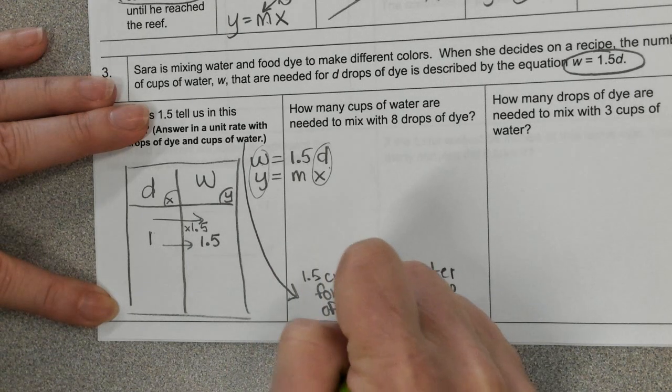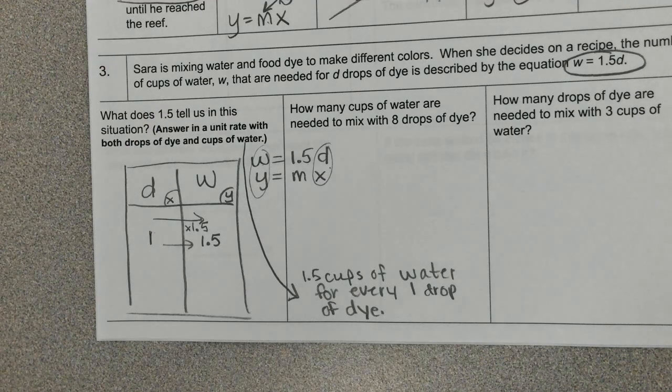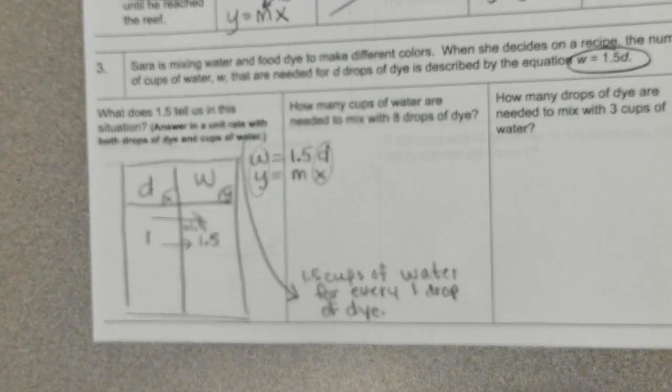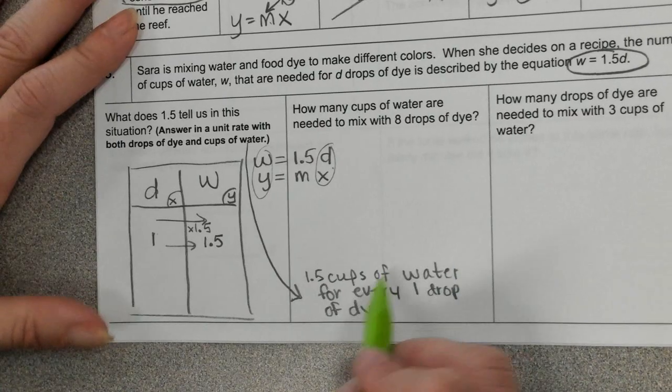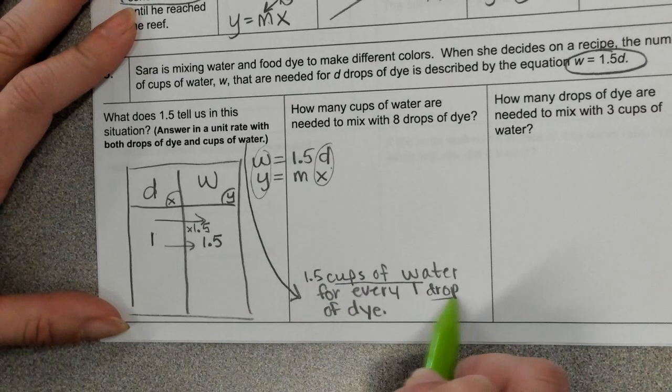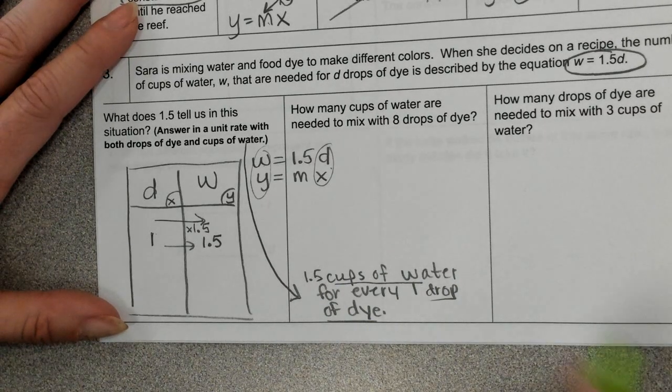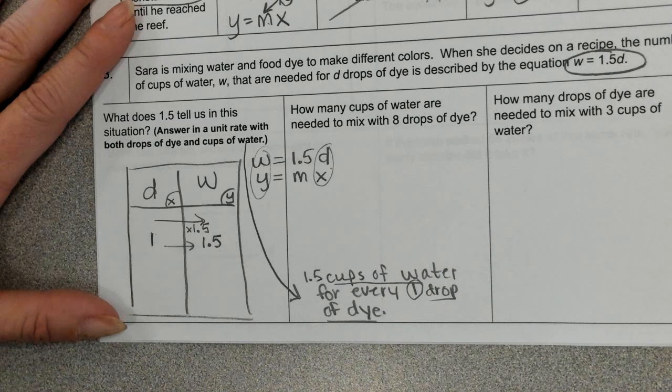There's other ways to say that. You could have said 1.5 cups of water per drop. There's lots of different ways as long as you have both units, cups of water and drops of dye. Those are the units. And one of the numbers is just 1, which here is 1 drop.